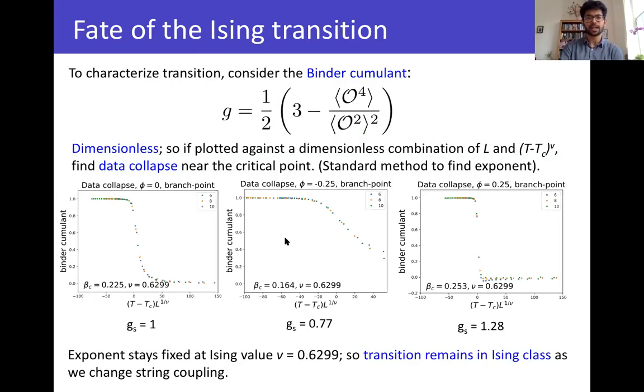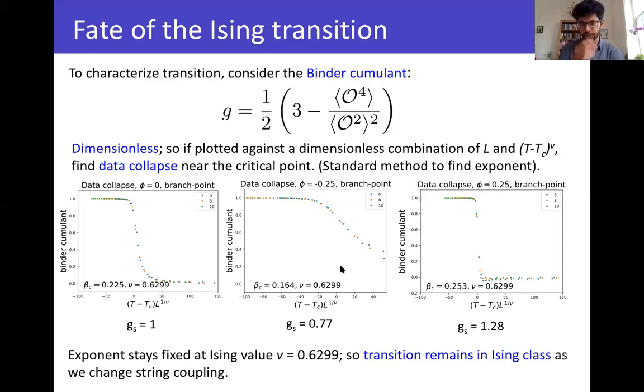Well, again, I would have loved to go into more detail, but as I'm running a little bit short on time, let me just tell you a few words about how you do this. There's something that you plot, which is a dimensionless combination of observables. And because it's dimensionless, you can plot it against a dimensionless combination of the system size and the distance of the relevant operator from the critical point. If you do it right, then as you vary the system size, all of these curves collapse onto one. That happens if you are at a critical point and if you figured out the exponent of the transition correctly.